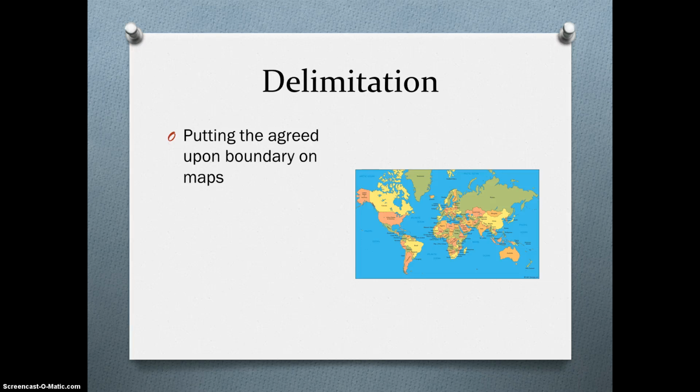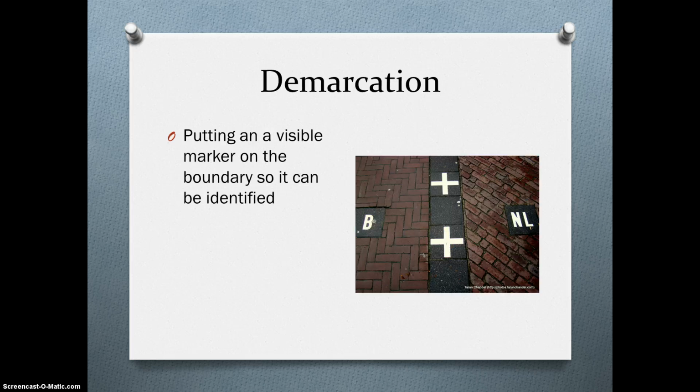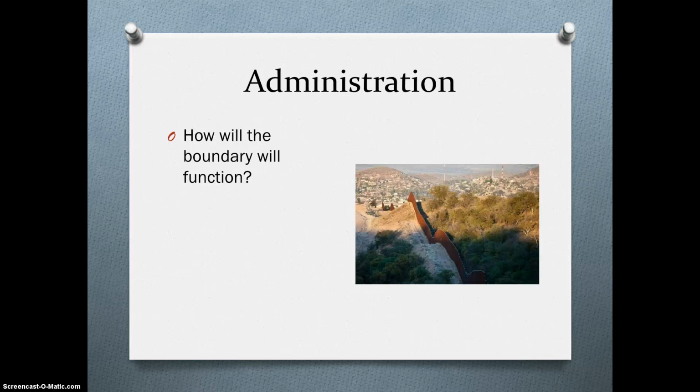And here I have a picture of the world, because that's the map. Then next we have demarcation, and this is putting a visible marker on the boundary so that it can be identified. You have to keep in mind the boundaries are man-made; they're not natural. Because of this, humans will want to mark the land and say that, okay, this is mine, this is yours. And so here we have the Belgium-Netherlands border.